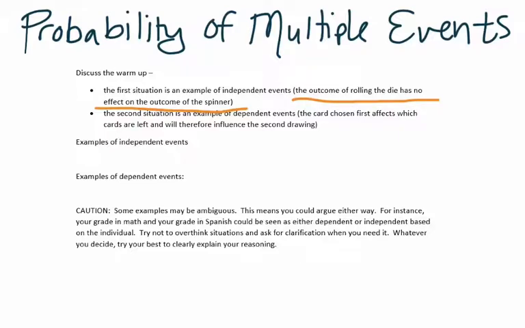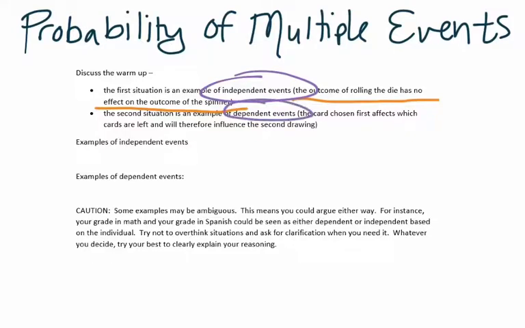And they wouldn't. So if you picture that situation for a moment, like you're rolling a die and then you're spinning a spinner, the two events have nothing to do with each other. And the probability of the spinner doing something is in no way impacted by whatever happens on the die. And that is an example of something called an independent event.